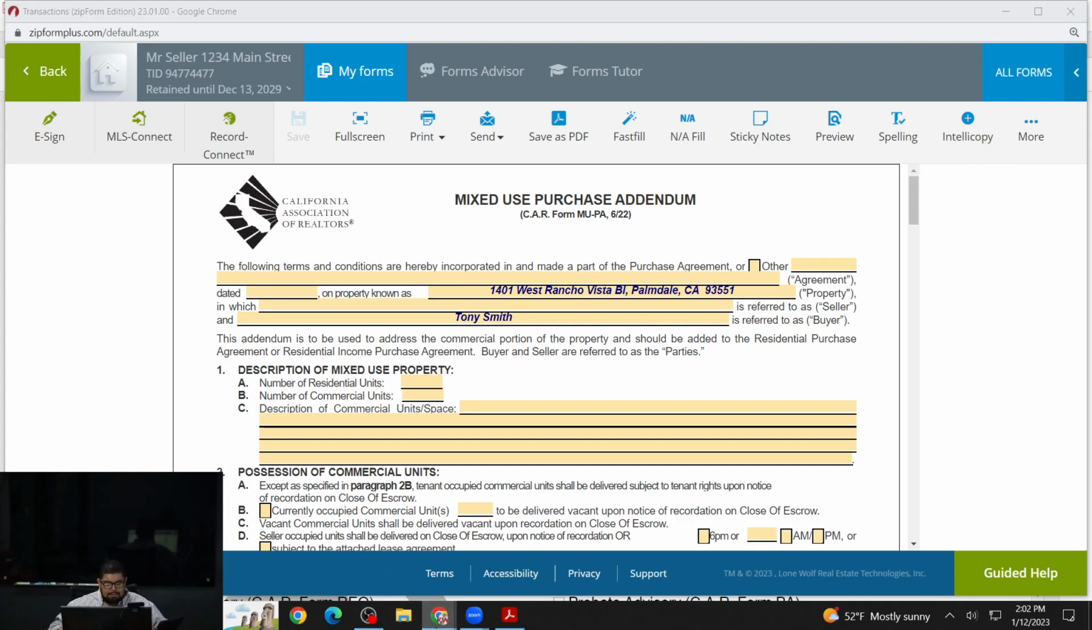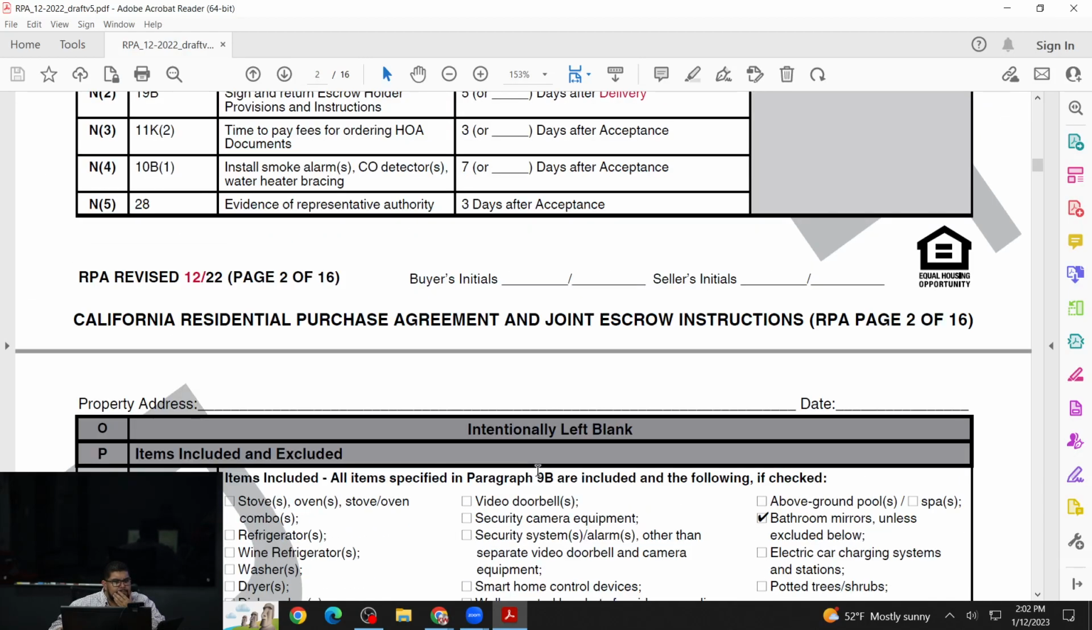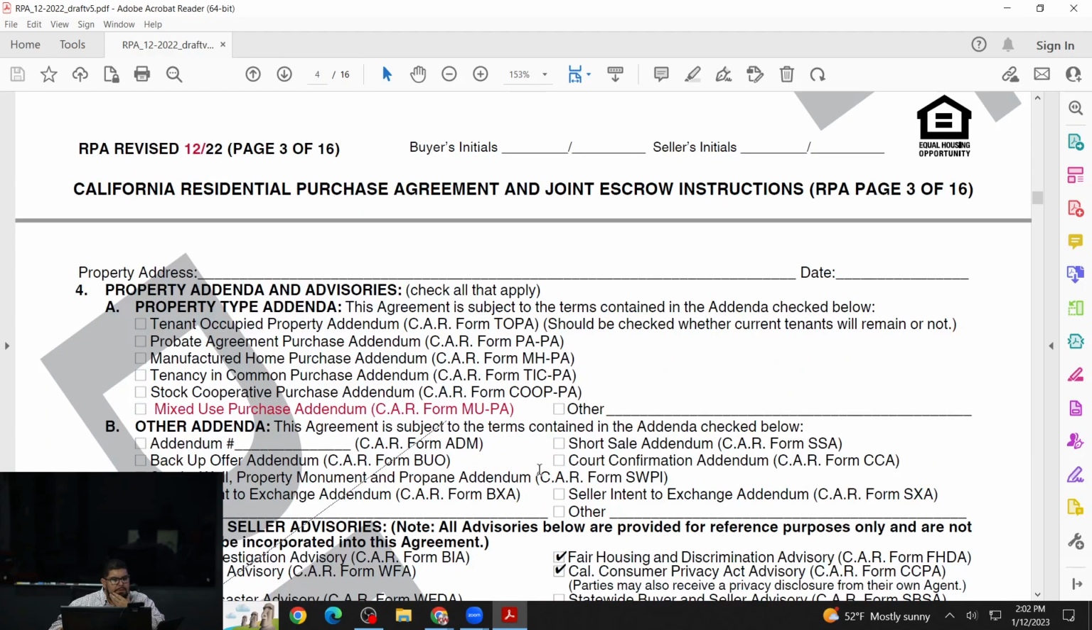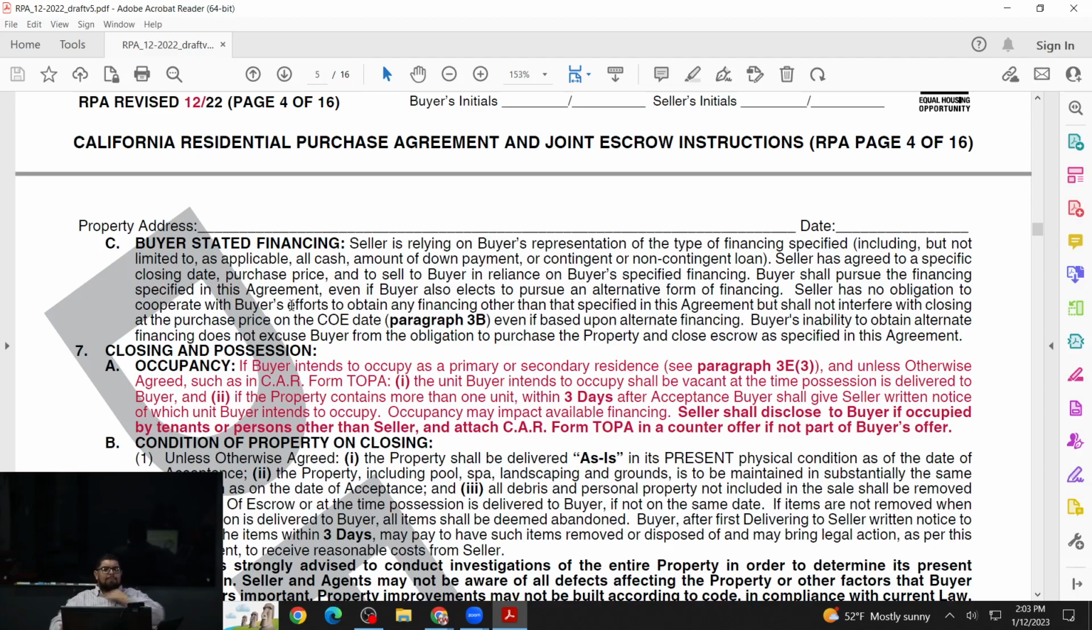But why is it declaring it in that portion? It says 4A, what was the other number? I think it's supposed to be at the top, 7A. Yeah, it's right here, the TOPA, but it's not highlighted. So let's do 7A and see what it says. Okay, here it is. Occupancy. If buyer intends to occupy as a primary or secondary residence, see paragraph E3, which we were just at, and unless otherwise agreed, such as in the TOPA form, the unit buyer intends to occupy shall be vacant at the time possession is delivered to buyer. And if the property contains more than 1 unit, within 3 days after acceptance, buyer shall give seller written notice of which unit buyer intends to occupy.